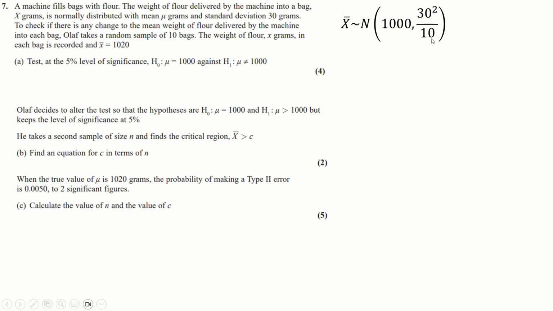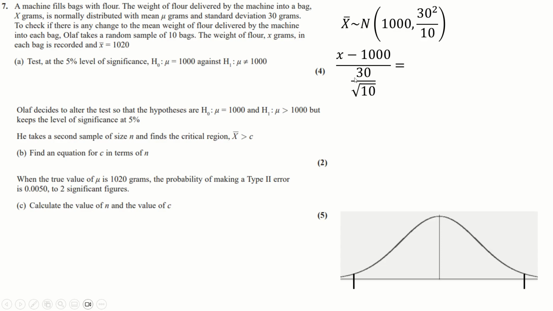We're going to standardize this. So we're going to take x, which is our critical value, minus 1000 over this standard deviation here. And now it's two-tailed, of course. So we need to find the value that gets to this end. And of course, to do that, we can just, in a calculator, do inverse normal area 0.025, because half of 5% is 2.5%. We're going to look all the way down here to start with.